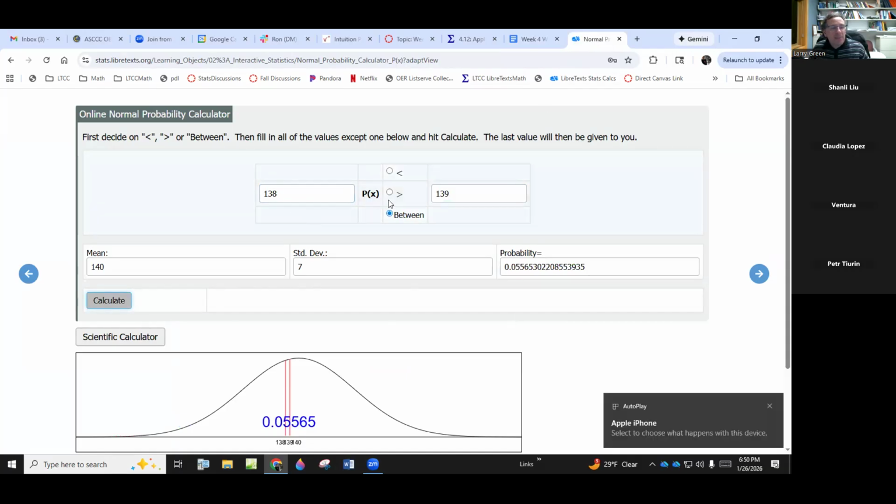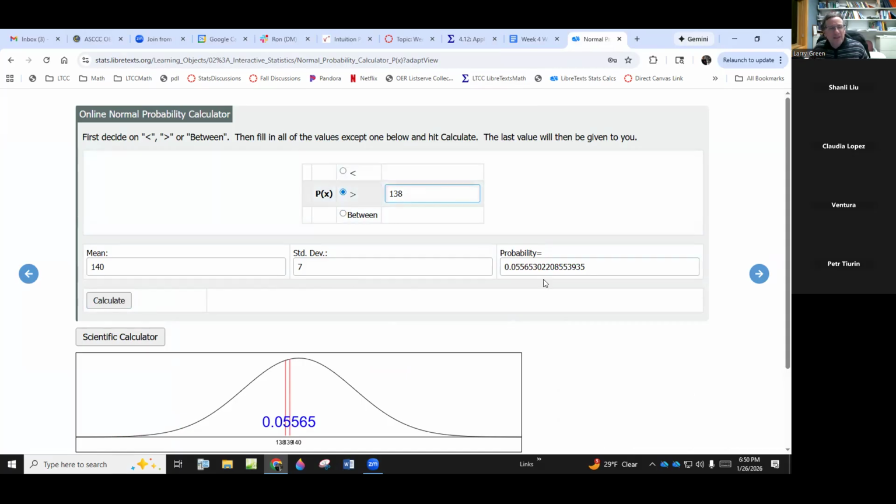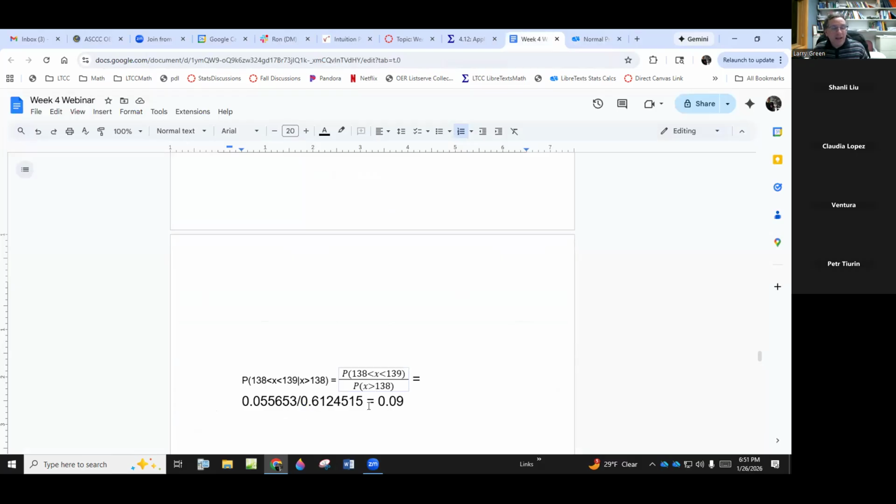So now we go greater than 138. And empty the probability, make that blank, and hit calculate. And about 0.61245. And there we have it. And when I divided that, I got about 0.09. So there's a 9% chance of it being born in the next 24 hours. Any questions on calculating these probabilities? Hey, I like these because they're pretty much fun and they're realistic, by the way.